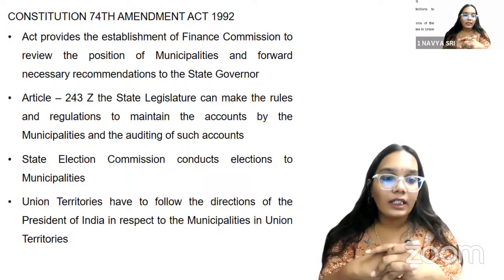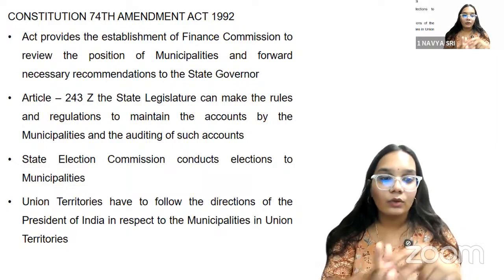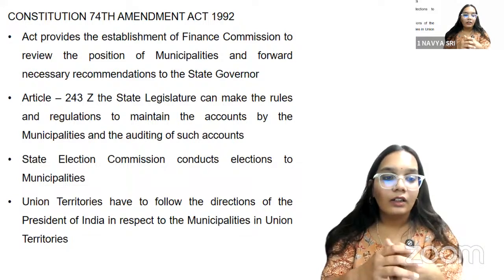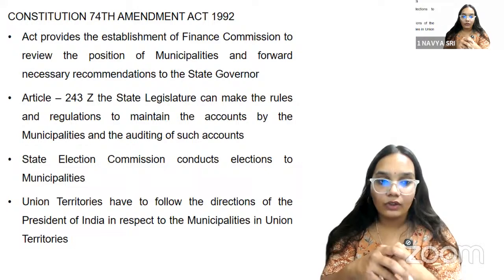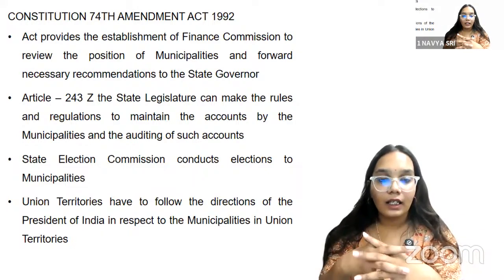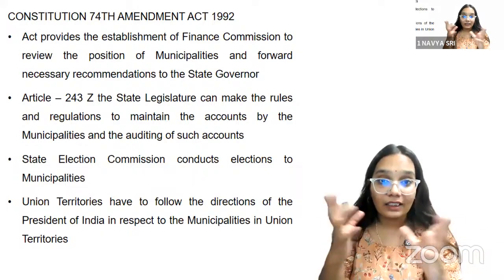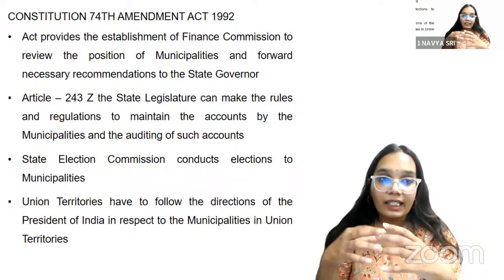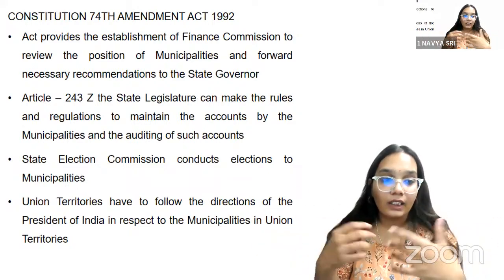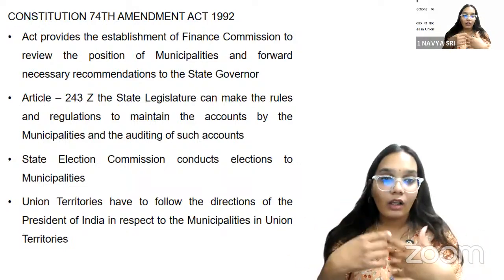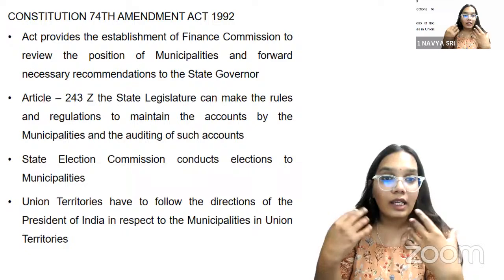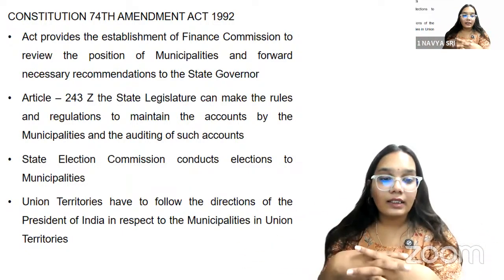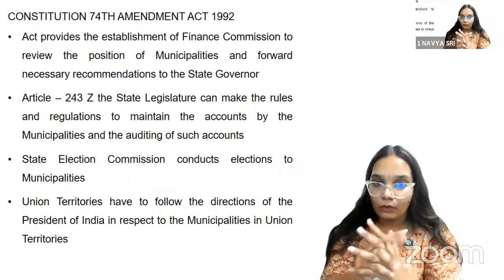Then Article 243Z, the state legislature can make rules and regulations to maintain the accounts of municipalities and to audit such accounts. So Article 243Z is again an important article where the state legislature comes into the picture, where it can make rules and regulations for the maintenance or for proper functioning of these municipalities, and also help audit their accounts. Then the state election commission conducts elections to municipalities.